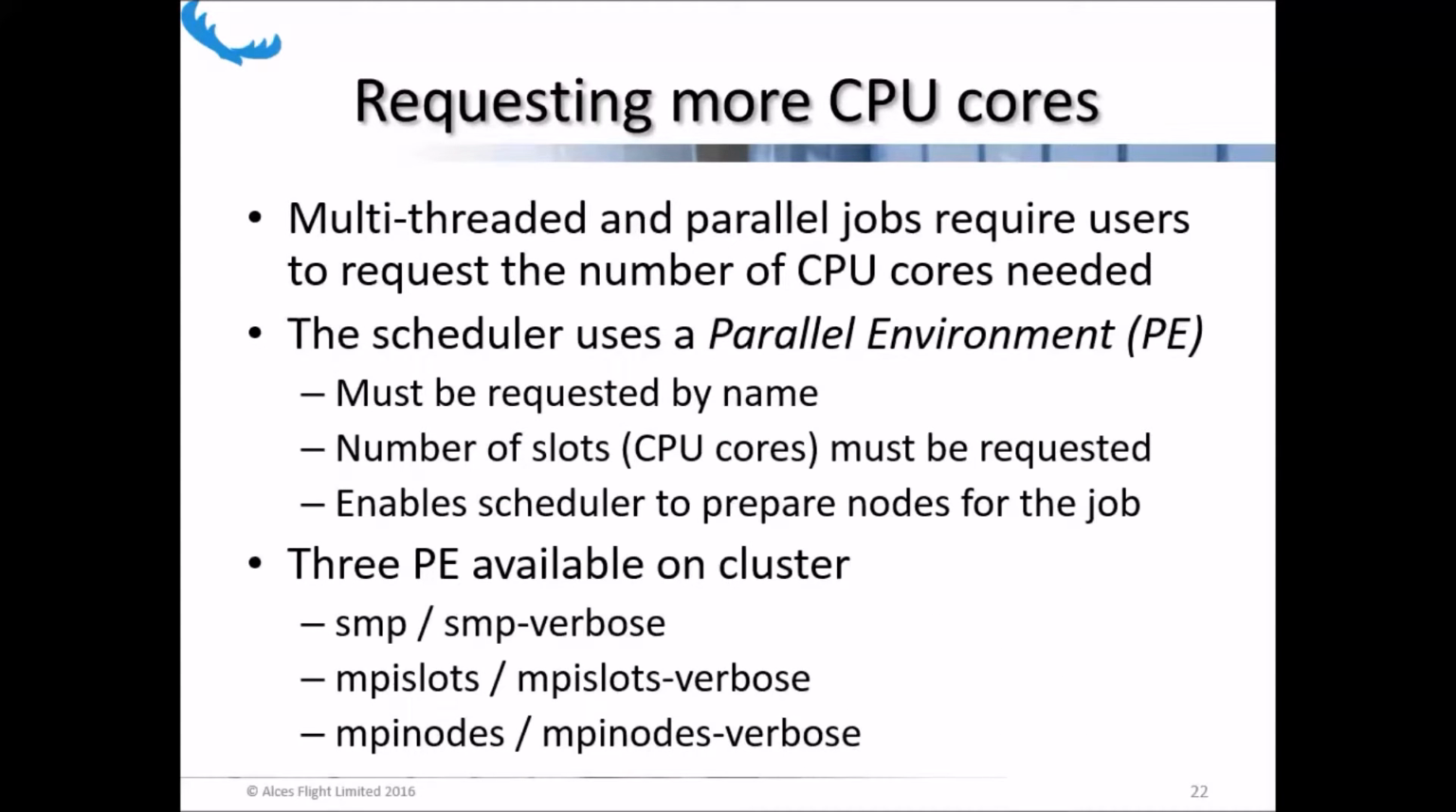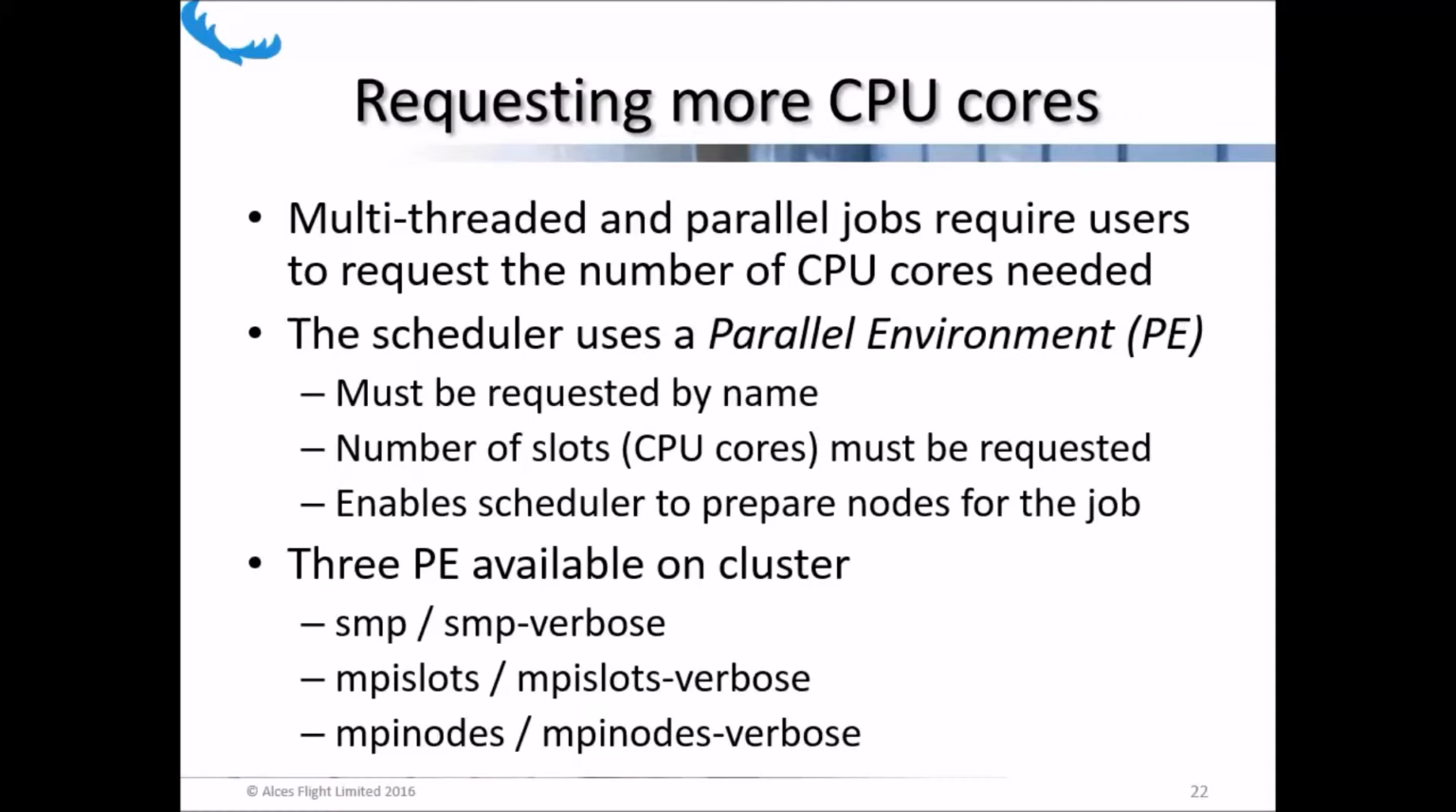Users wanting to run multi-threaded and parallel jobs need to inform the scheduler of the number of CPU cores they want to use. The scheduler uses a parallel environment setting that must be requested by name, along with the number of slots or CPU cores that the user wants to use.